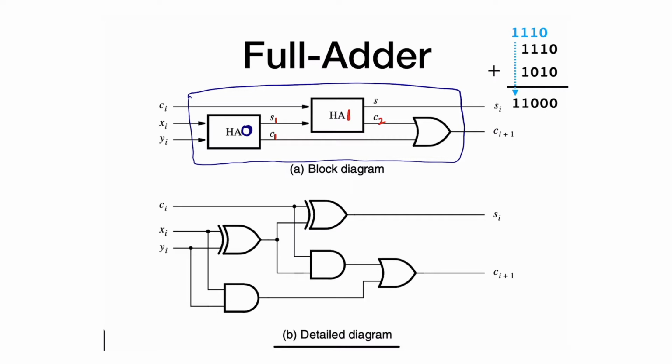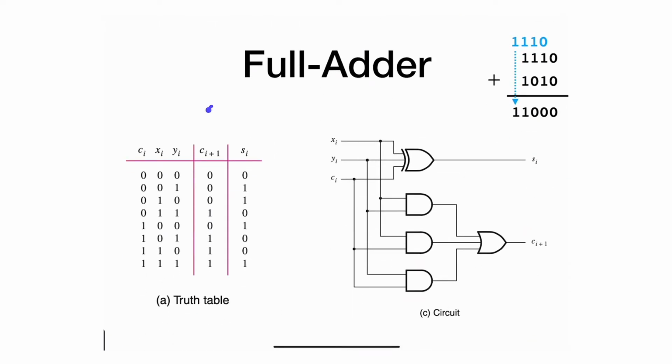This isn't the only way you can do a full adder. This is just one way. For example, if you just write the truth table, with a carry in, an X and a Y, you can generate the truth table, use K-maps to reduce it, and you have a couple of functions that you can implement. This is exactly the same full adder, just implemented a little bit differently.